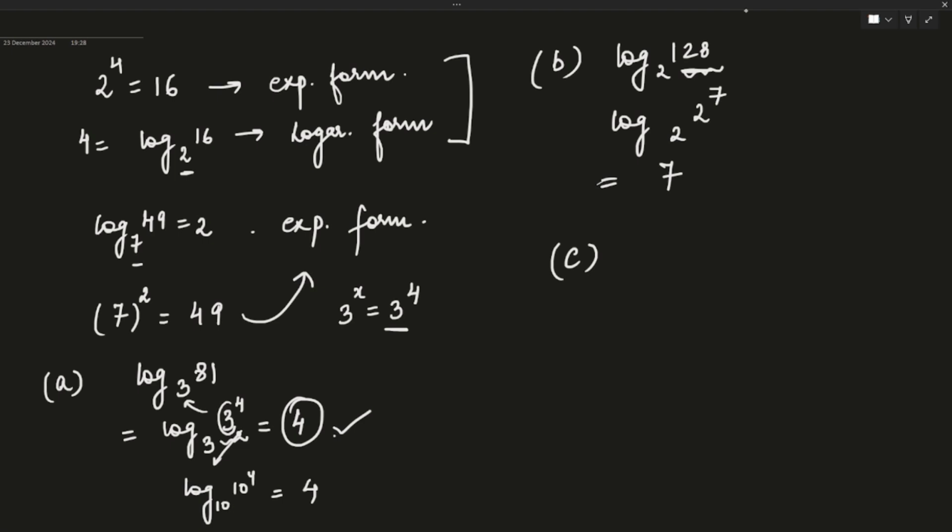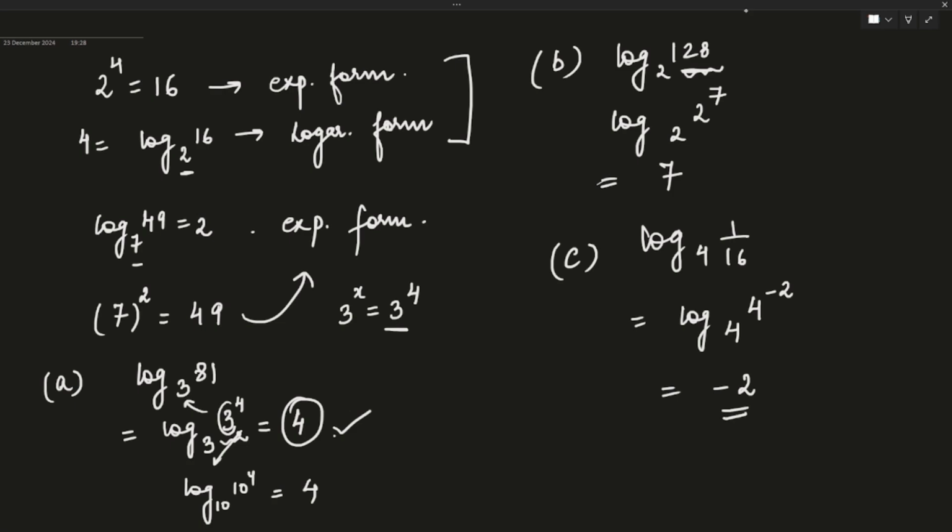Now let's take another example. Log of 1 by 16 to the base of 4. We have to find the value of this. Can 1 upon 16 be expressed in terms of 4? Yes, we can write 1 upon 16 as 4 to the power of minus 2. So this is log of 4 to the power minus 2 base 4. So the answer will be minus 2.